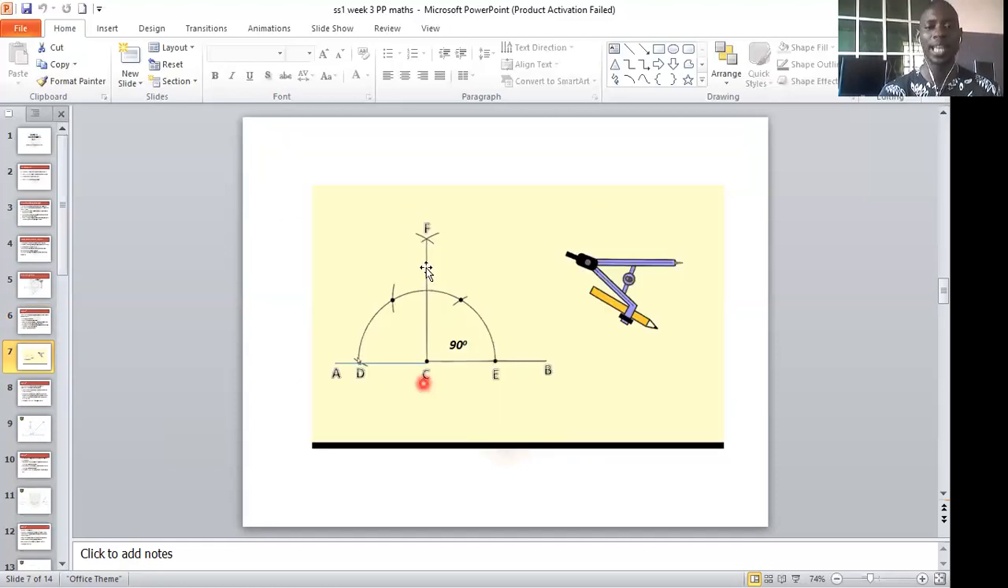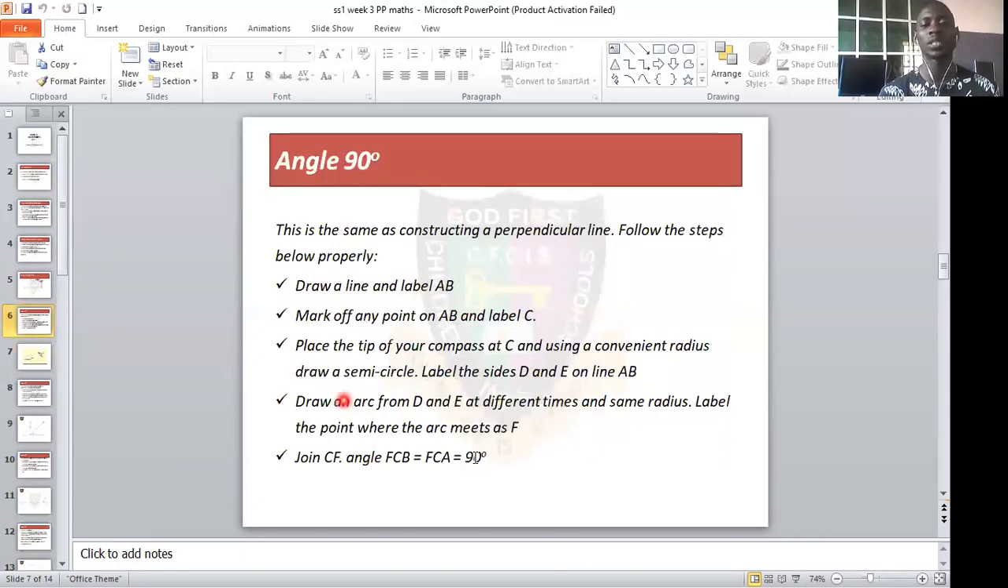You will notice that FCB is 90 degrees and FCA is 90 degrees. This is how to construct a 90 degree angle. You don't just sit down and learn it. You have to get your pencil, your compass, your ruler, and try it. Practice this step. I have sent it in the notes, but just practice how you go about it. I've just given you a diagram as an illustration.